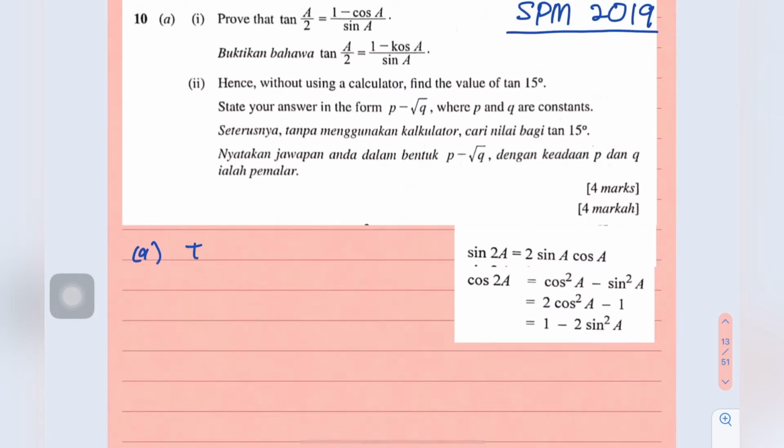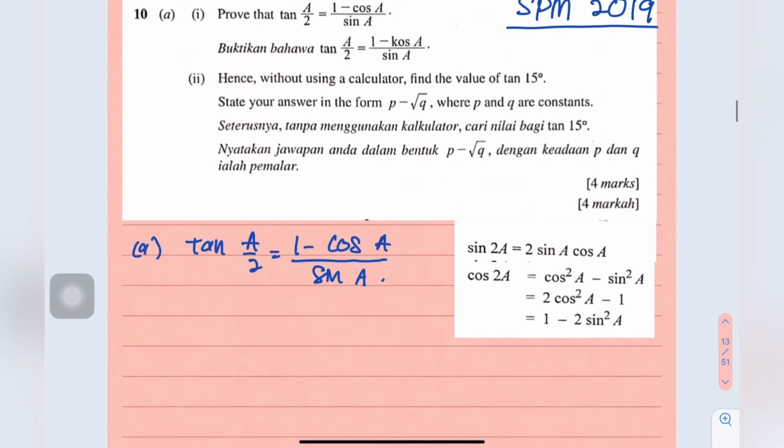Prove tan(A/2) = (1 − cos A)/sin A. Okay, so now to prove it, we have the left-hand side and the right-hand side, so we need to choose the longer side. The longer side is the right side, so from the right-hand side we have (1 − cos A)/sin A. Now we need to use the double angle formula, so we improvise the double angle formula to get the half angle formula.